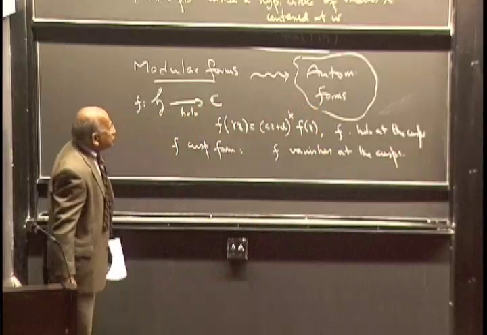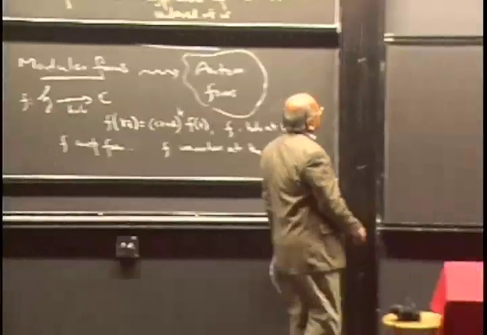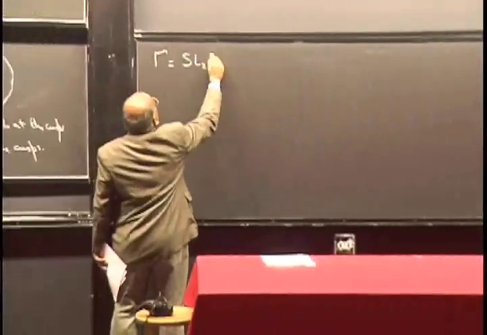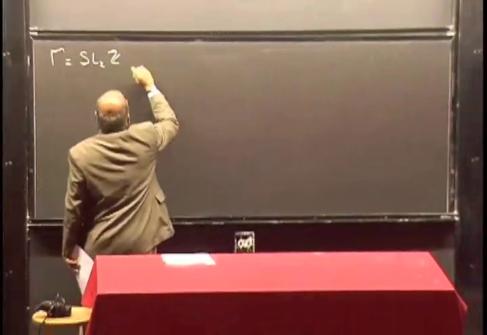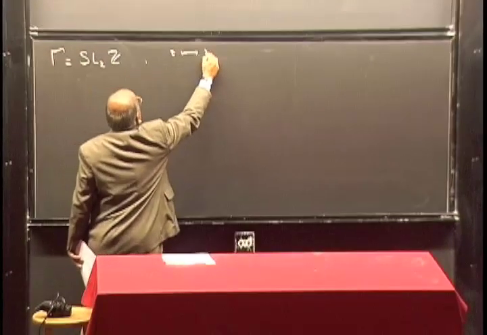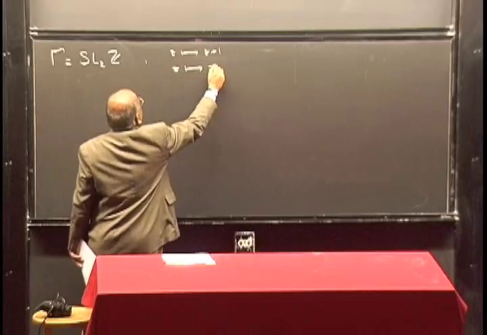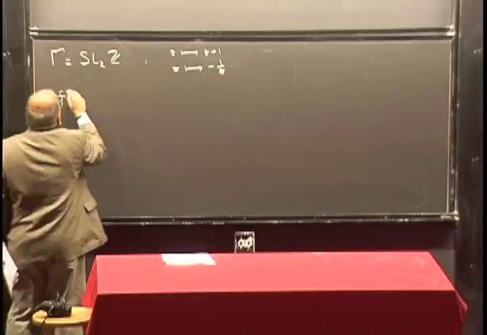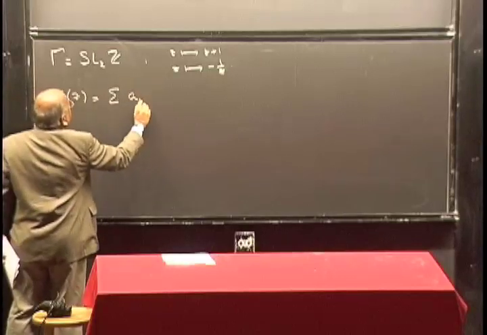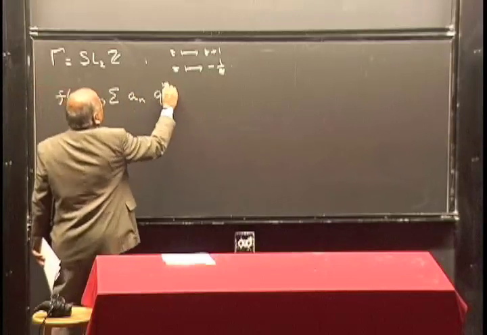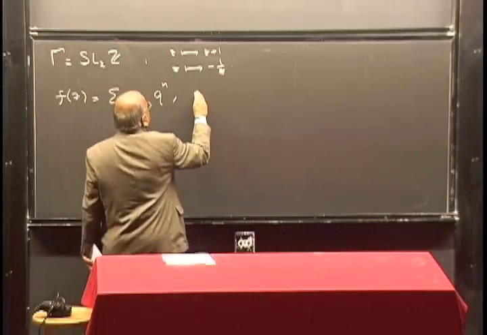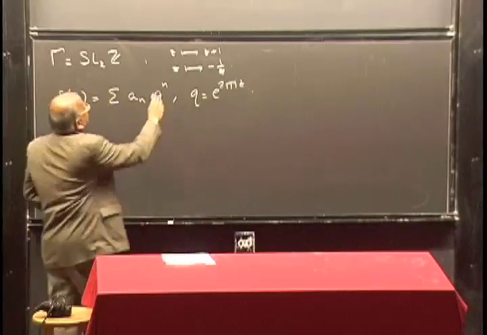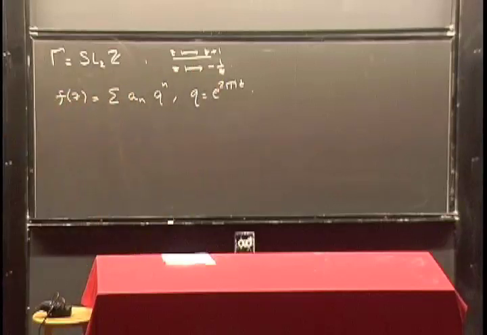And for those who are not very much used to it, just think of the case when gamma is, say, SL2Z. Then all these actions are spanned by two actions: z goes to z plus 1, and z goes to minus 1 over z. And so if you take a modular form, the first one allows you to write it as a Fourier expansion, sum of a_n q to the n, where q is e to the 2 pi i z. And that encodes the first transformation, that it is invariant under z goes to z plus 1.